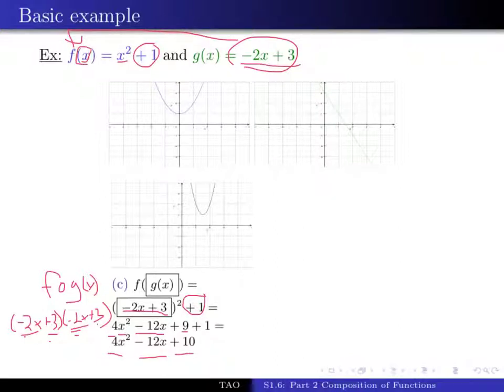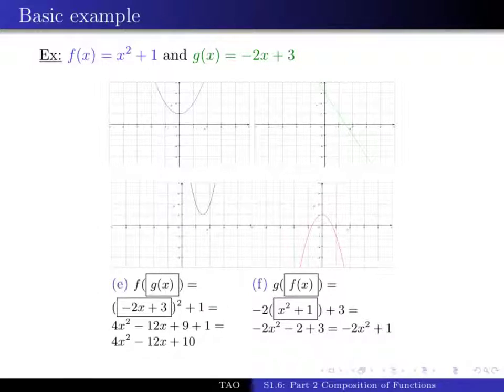And that leads to our resulting function, this quadratic from here, right? That has a bottom value of 1.